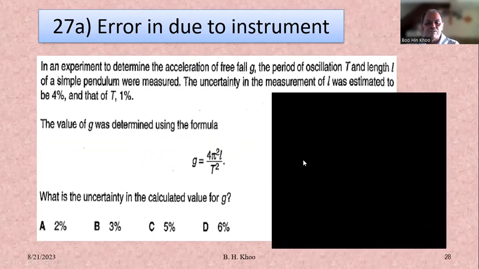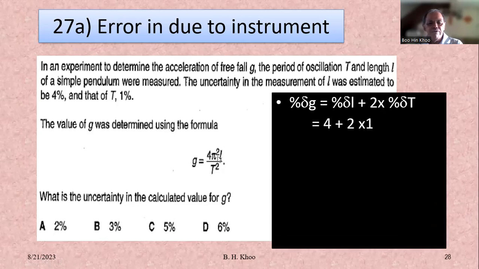In this case, it's multiplication. Percentage delta g equals percentage error in L plus percentage error in T, and because of the square there, we times 2. The constant 4 pi squared has no error, so it's 0. Put in your values. Percentage error in L is 4%, and there's a 2 there, so percentage error in T is 1% times 2. Calculate it out: 6%. So the answer is the one with 6%.